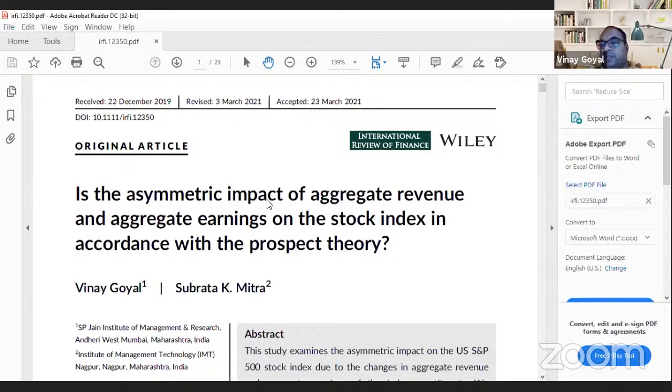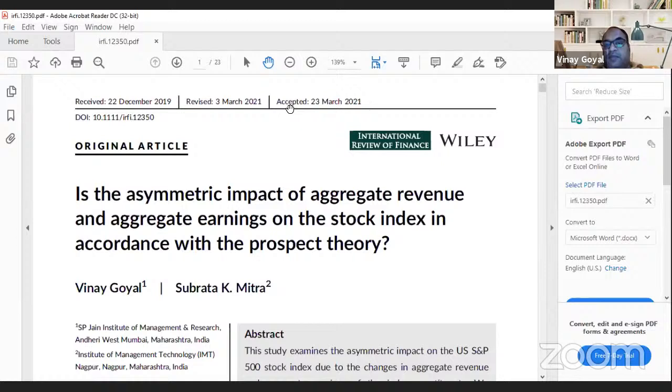Now you can see this article. It was published just recently, about 6 days ago, published online. This is one of the top category journals, International Review of Finance. You can see Vinay Goyal and Subrat Mitra. And see when I submitted this. I submitted it on 22nd December 2019, and it was finally accepted on 23rd March 2021.